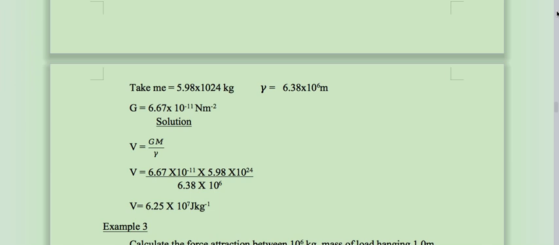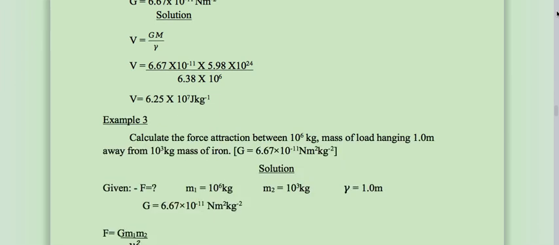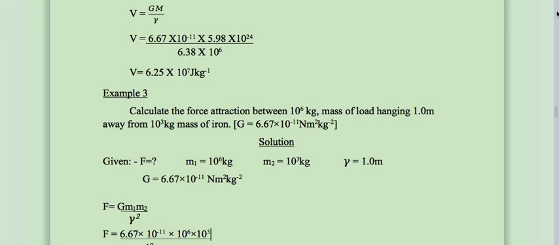Example 3. Calculate the force of attraction between 10 raised to the power 6 kilogram mass of lead hanging 1.0 meter away from 10 raised to the power 3 kilogram mass of iron. Take G, that is the universal gravitational constant, to be 6.67 times 10 raised to the power minus 11 Newton meter squared per kilogram squared.